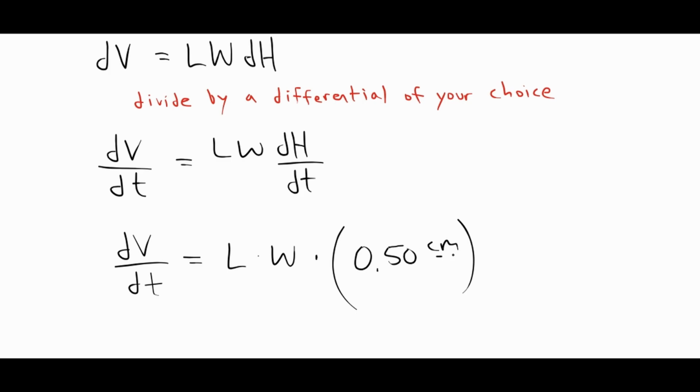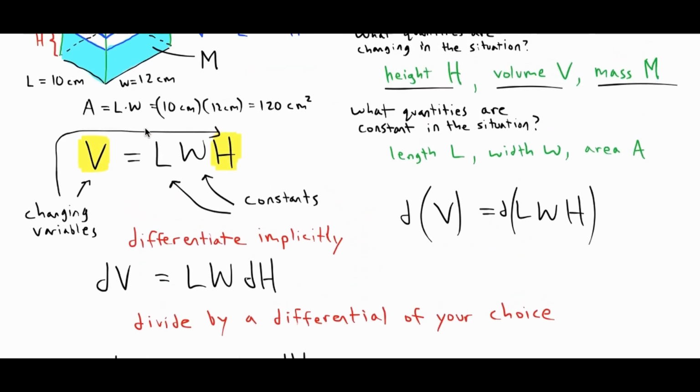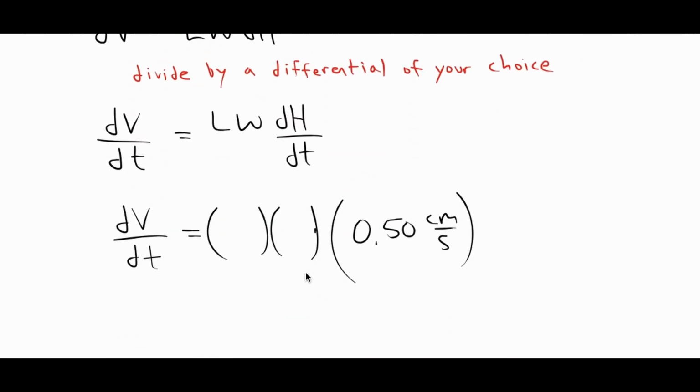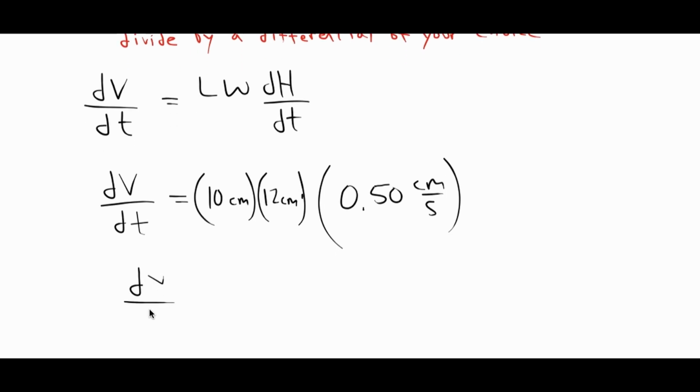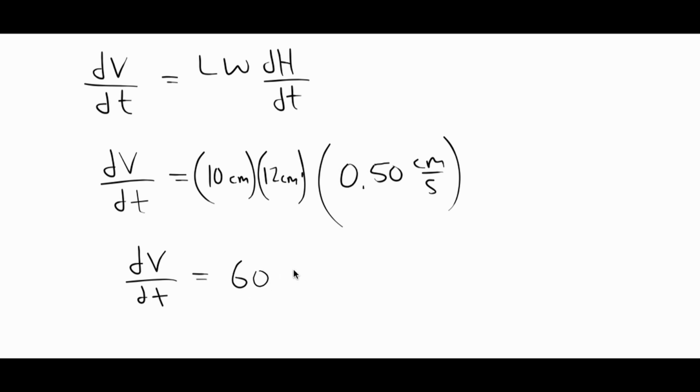So now we take that and we plug it in. 0.50 centimeters per second. And we can remove the L and W and plug in for them as well, because those things were given. So L is 10 centimeters, W is 12 centimeters. So let's multiply all that. I get 60 cubic centimeters per second. Great, so we're actually almost to the end.